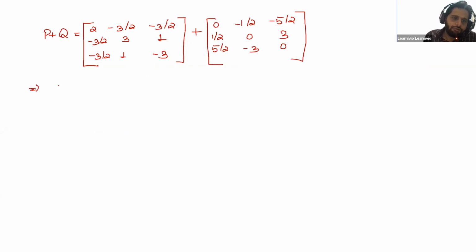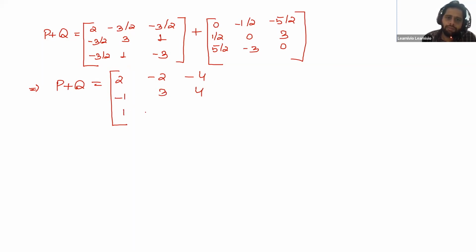So P plus Q is equal to what? Just add these two. So you will get 0, minus 3 by 2 and minus this, minus 2, minus 4. This one minus 1, 3, 4. This is 1, and this is minus 2, and this is minus 3. So if we add P and Q, we will get this.